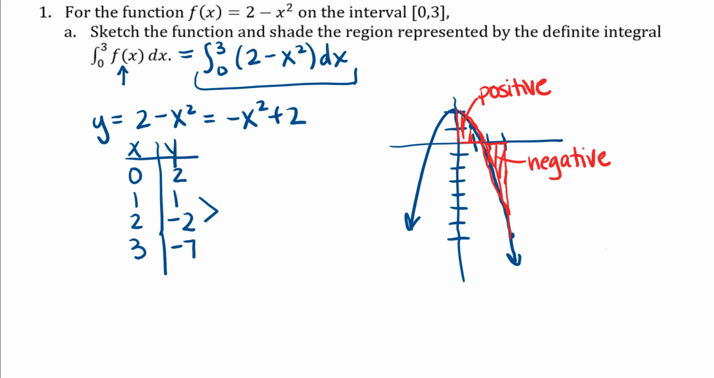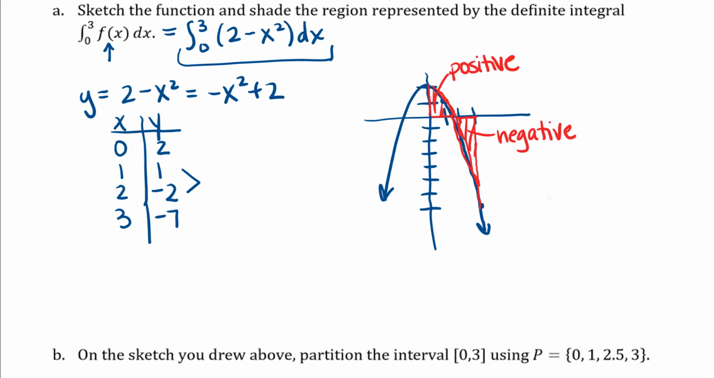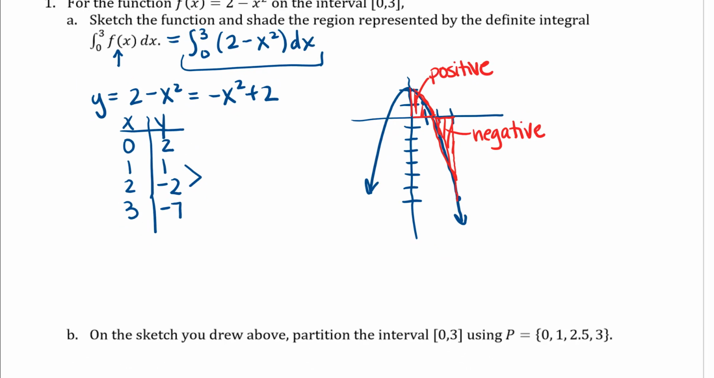Okay, there are some other parts here that ask you to do other things related to the definition. Part B says on the sketch above, we're going to partition that interval using this set of points. And so what it's given us here is the x coordinates that we're going to use to cut the interval 0 to 3 at.